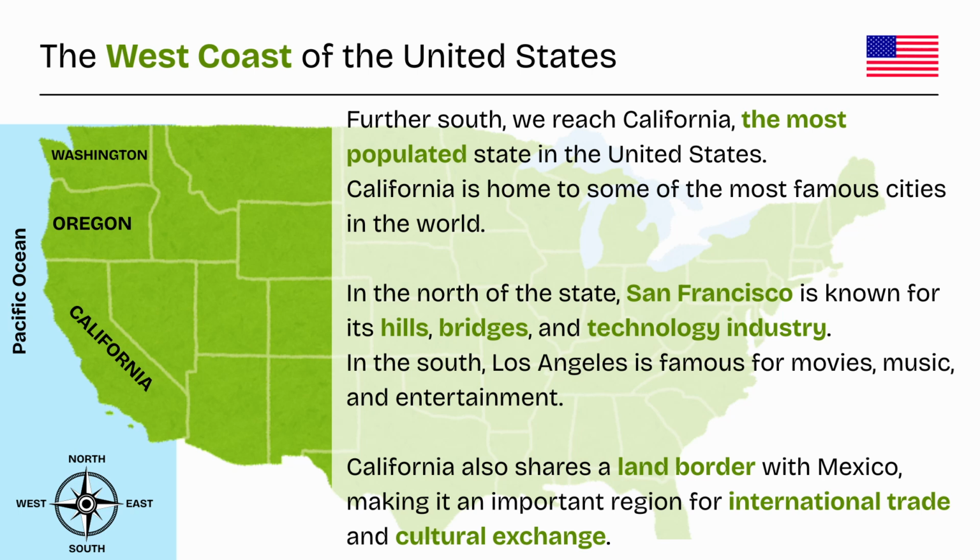California is home to some of the most famous cities in the world. In the north of the state, San Francisco is known for its hills, bridges, and technology industry. In the south, Los Angeles is famous for movies, music, and entertainment. California also shares a land border with Mexico, making it an important region for international trade and cultural exchange.